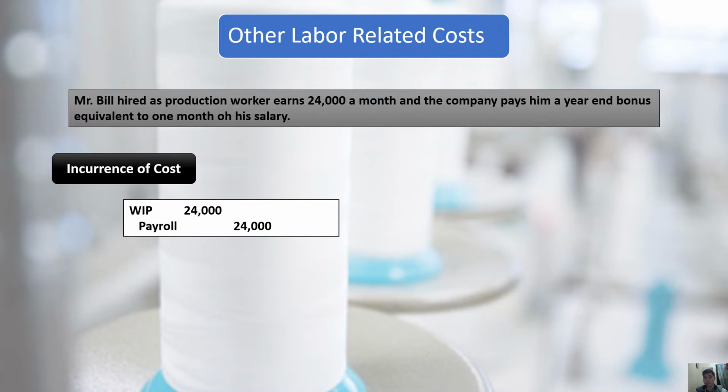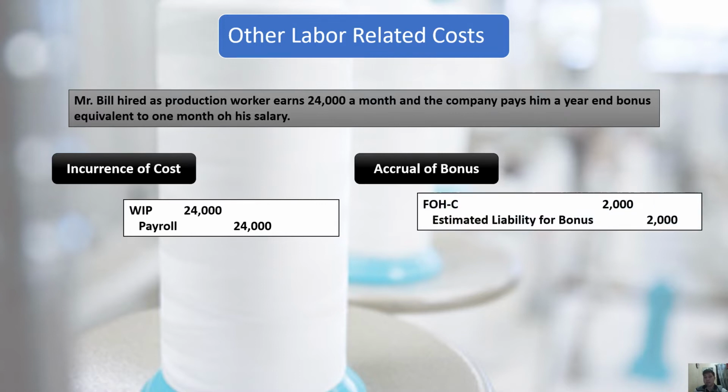At the same time, dahil nga bibigyan natin siya ng bonus at year-end, dapat nung January pa lang, nagre-recognize na tayo ng accrual ng bonus. To record the accrual of bonus, simply debit factory overhead control dahil ang bonus ay considered as factory overhead. Ini-scatter yan doon sa ating mga job orders. Dahil hindi natin alam kung yung specific job order, nire-record natin yan sa ating factory overhead control. Then since hindi pa naman natin binibigay yung bonus dahil January pa lamang, magkikredit tayo ng liability account. We can use estimated liability for bonus. Ang amount na ilalagay natin ay 2,000 pesos.